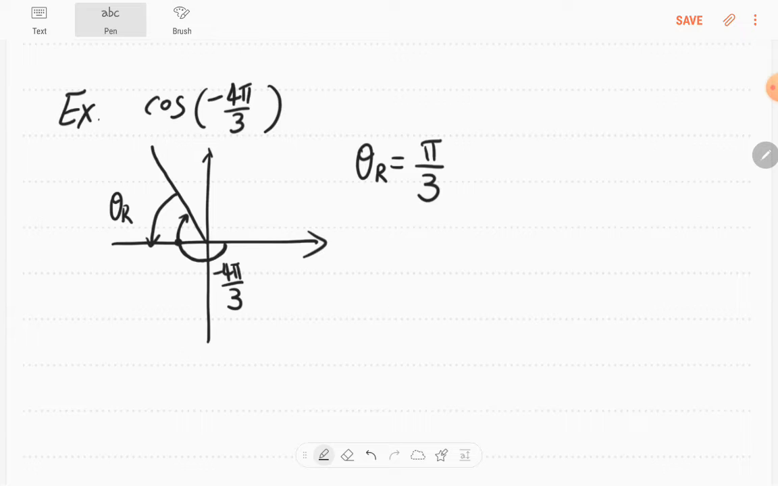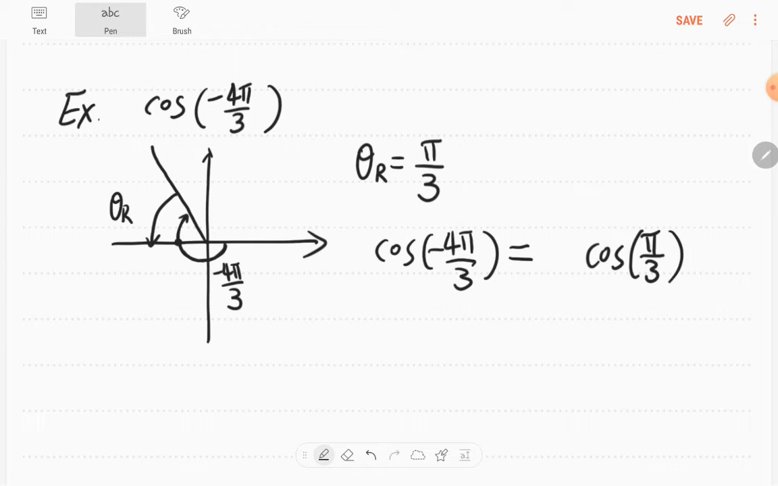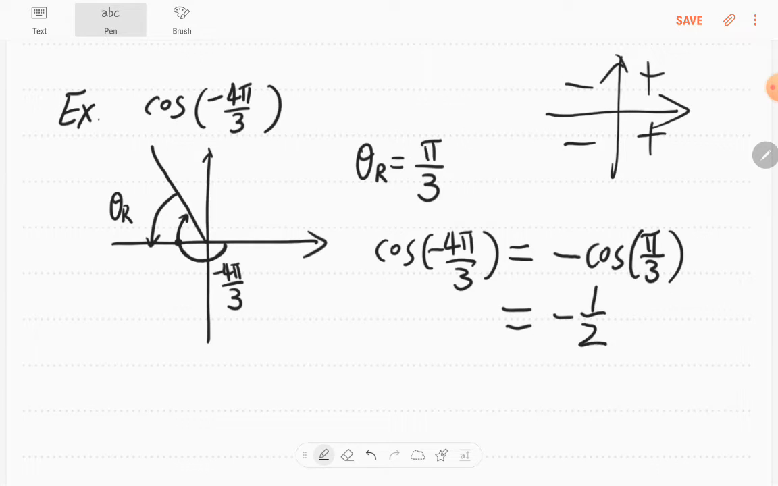Then you will have what? So cosine of negative 4 pi over 3. The x value should be equal to the cosine of pi over 3, right? Cosine of pi over 3 equals 1/2. But it's plus or minus that determines the quadrant. In the second quadrant, cosine is negative, right? The signs for cosine go plus plus minus minus. In the second quadrant it is negative, so we put a negative here. So this is negative 1/2, right?